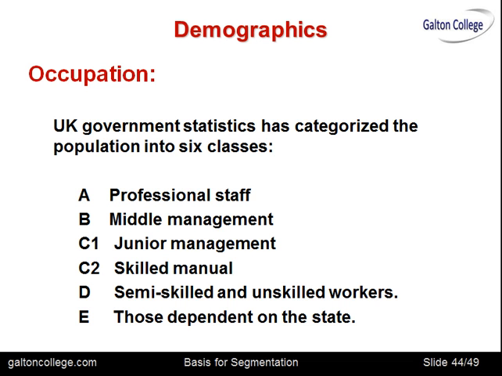So we've got six categories in which we may analyze people. We may put them into these brackets, and each of these categories could form the basis of segmentation. So the company may target C1 people, which are junior management, people in that sort of role in work. They will have a certain income, a certain lifestyle, certain requirements on them, and they may be ambitious, trying to get into middle management. So products may be targeted at them.